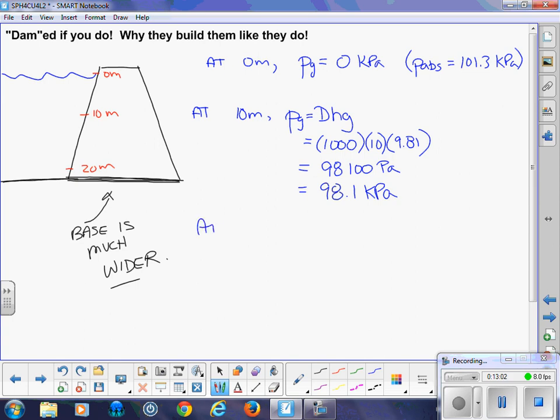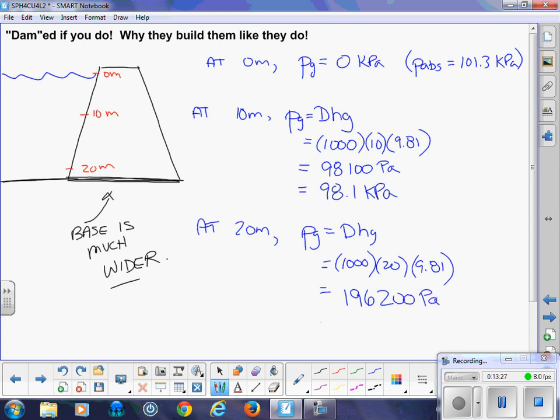And then if we go down to the 20 meter mark, again, DHG, 1,000 kilograms per meter cubed for water. We're now at 20, 9.81. So we're going to multiply or double that previous answer. We're now at 196,200 pascals, or 196.2 kPa. So as you go deeper, the pressure increases on the dam.